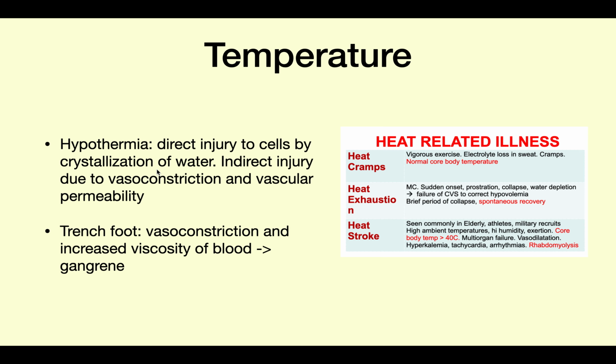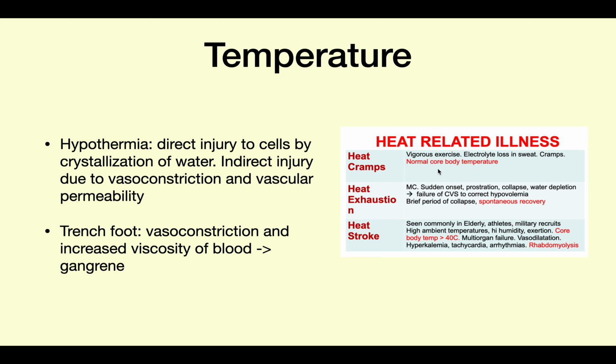Hypothermia is going to be direct cell injury thanks to the crystallization of water, and indirect injury due to the vasoconstriction and the vascular permeability. So the crystallization of water is going to mess up the cell membrane, of course, and it's going to cause the cells to burst. Trench foot is going to be a combination. It's going to be vasoconstriction to preserve the blood, and the increased viscosity of blood. So the veins are constricted and there's not any blood going through, so it's going to lead to gangrene.